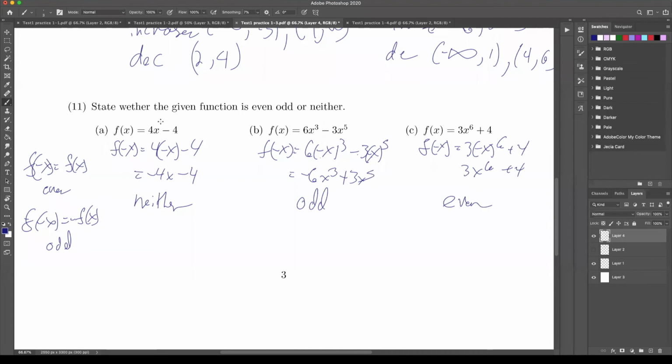But another way of doing this is you can look at powers. Remember here I have x to the first power, x to the 0 power. And so this is both an odd power and an even power, so this is neither. Here I have a power of 3 and a power of 5. So these are both odd, so this is odd. And here I have a power of 6, and technically this is a power of 0, as we talked about before. So 6 and 0, those are both even, so this ends up being even. Okay?